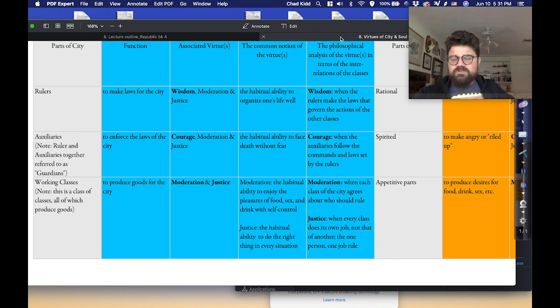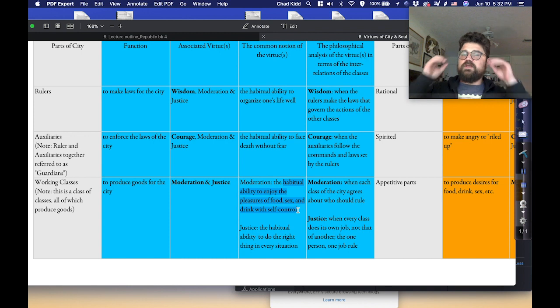But if you take a look at those passages and you consider what he's saying there about what moderation is in an individual person, it seems like moderation is something like a habitual ability to enjoy the pleasures of the body, like food, related to sex, related to drink, with self-control in each case, right? He never suggests that moderation is a complete abstaining from these pleasurable things. Rather, moderation is an ability to enjoy these pleasurable things with self-control, where you don't partake too much and you don't partake too little, right?